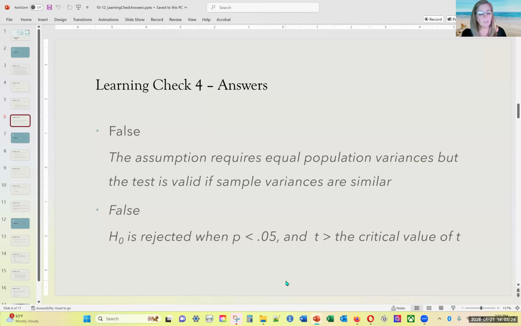They were both false. The assumption for the first one requires equal population variances, but the test is valid if sample variances are similar. Also for that second one, H0 is rejected when p is less than 0.05 and the t statistic is greater than the critical value of t.